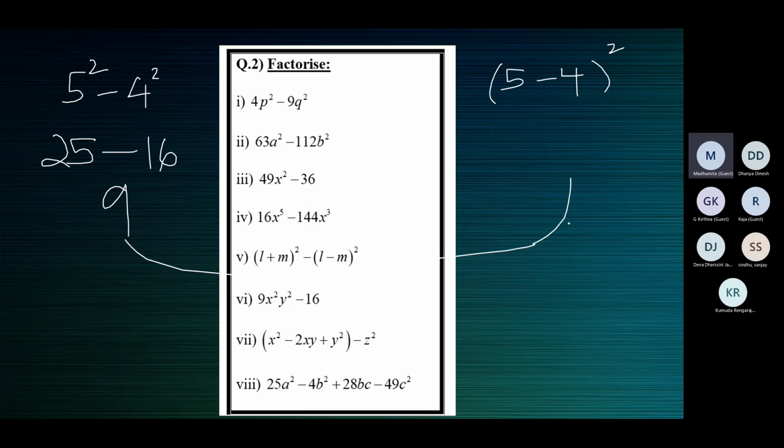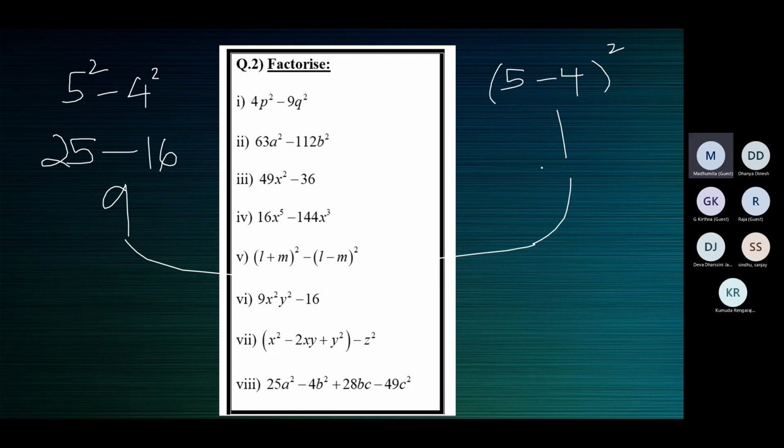Correct? Yes, ma'am. But what's the answer here? 5 minus 4 is 1. 1 square is 1. Are the answers the same? No, ma'am. Clearly, a square minus b square cannot be written as a minus b the whole square. Maybe in some situation the answer might match, but that doesn't mean you can take something as true unless it is true for all situations.